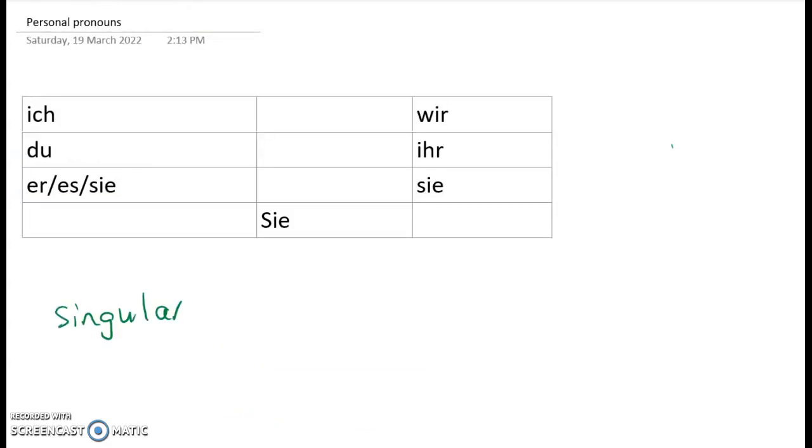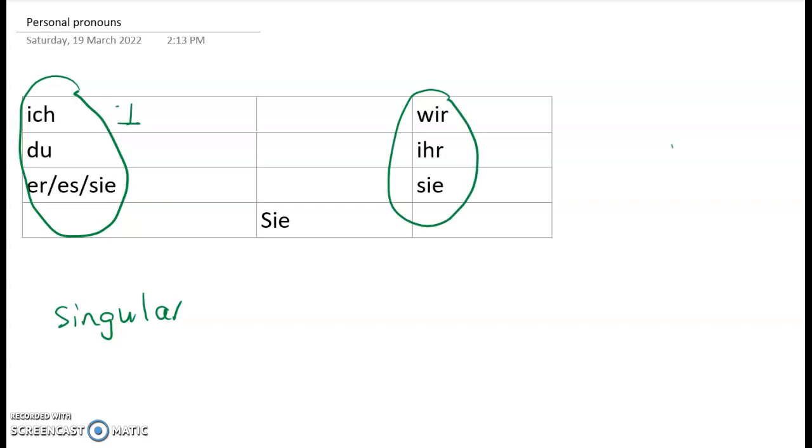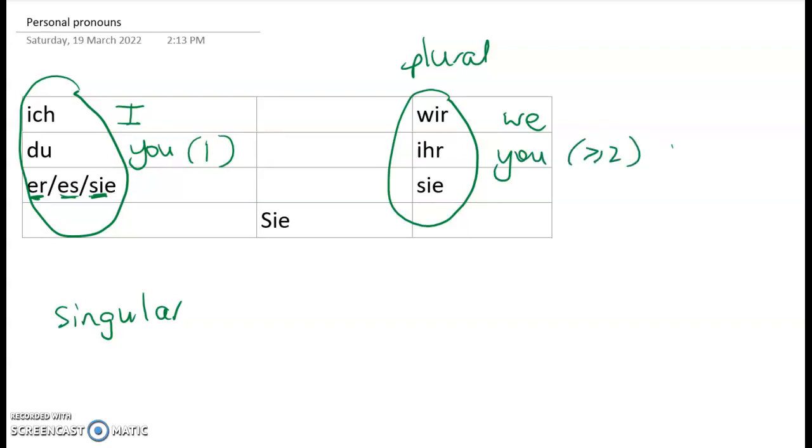So we have two columns in German verbs when we're doing them. We always have the singular stuff over here and the plural over here. So ich is I, du is you, that's one person and familiar. And then this is er, es, or sie, so he, it, or she. Over here we've got the plural. So wir, we, ihr, you, but it's for two or more people and it's familiar. And then sie is they. This is in the middle because this could be either singular or plural, right? So this is the polite version of you.